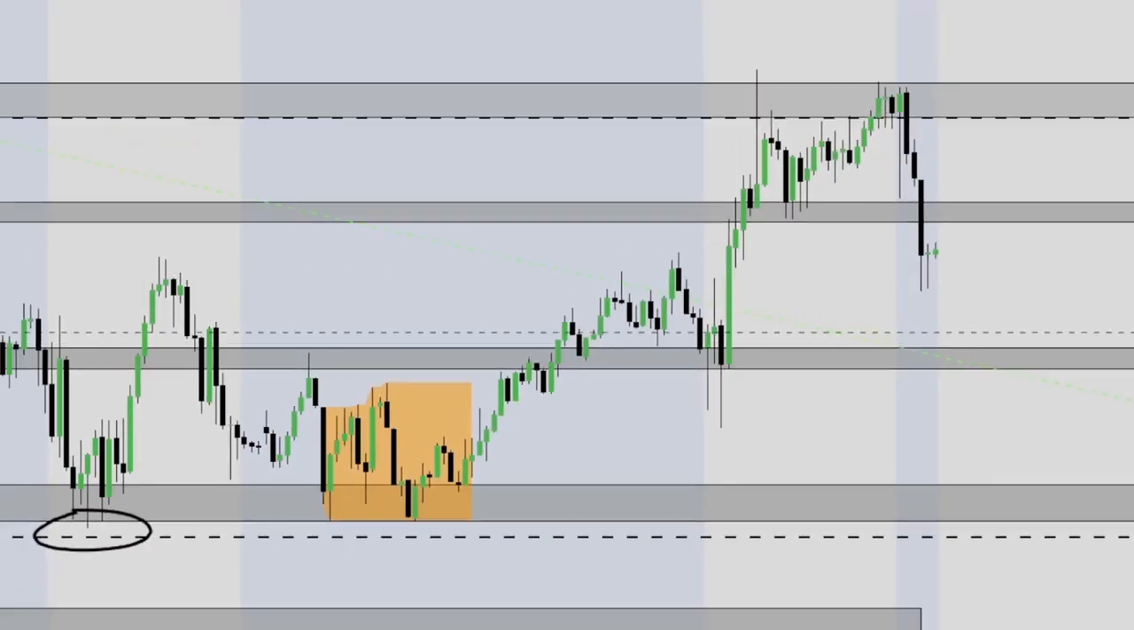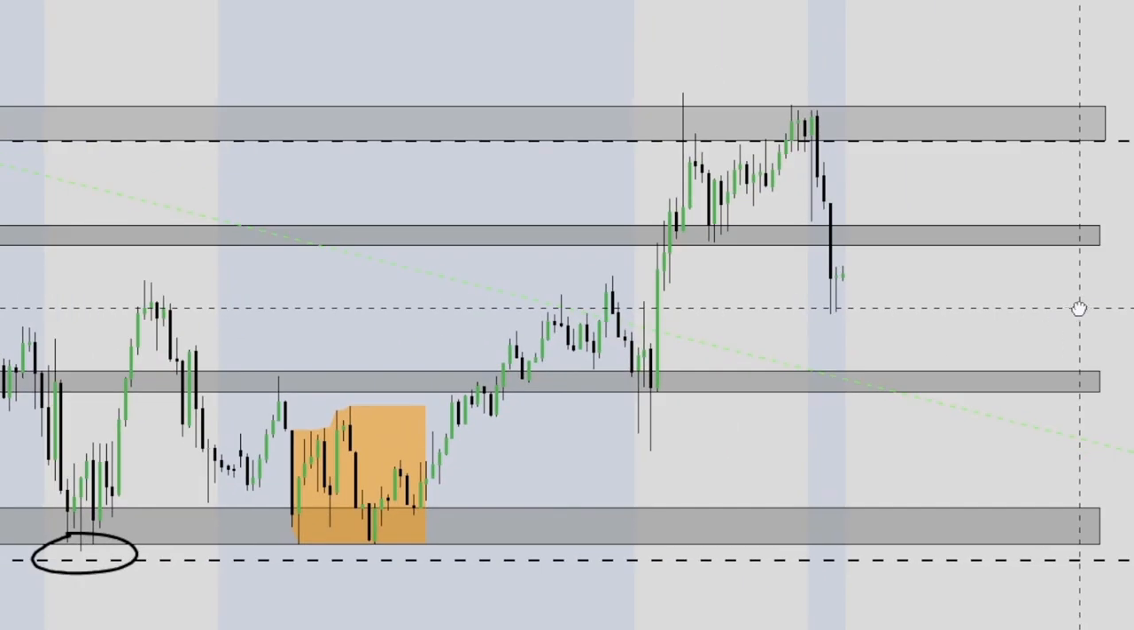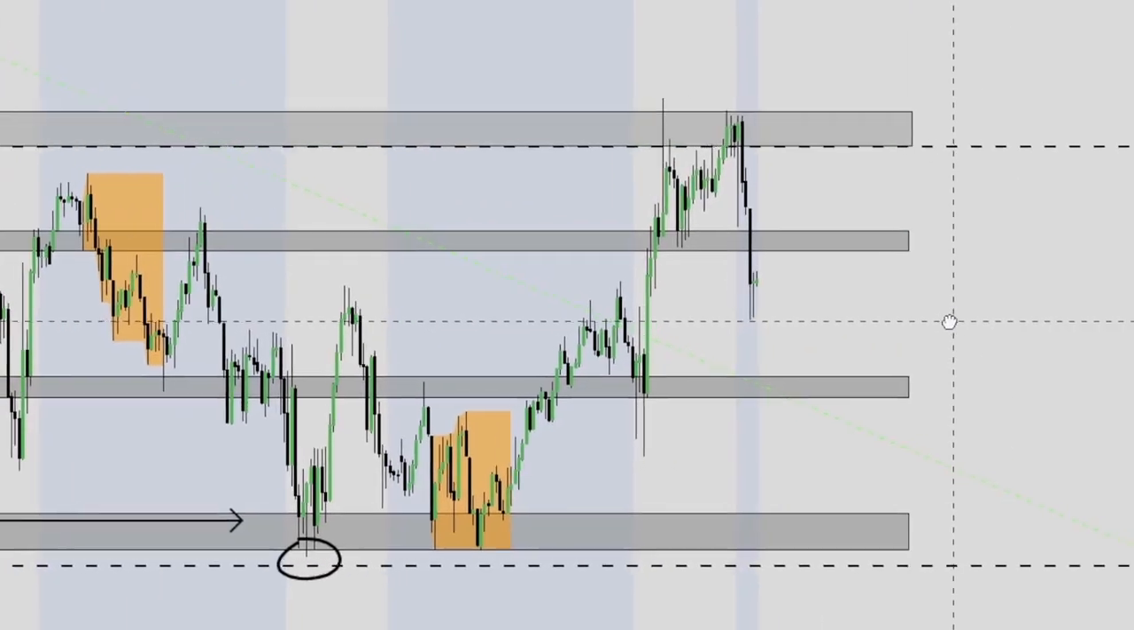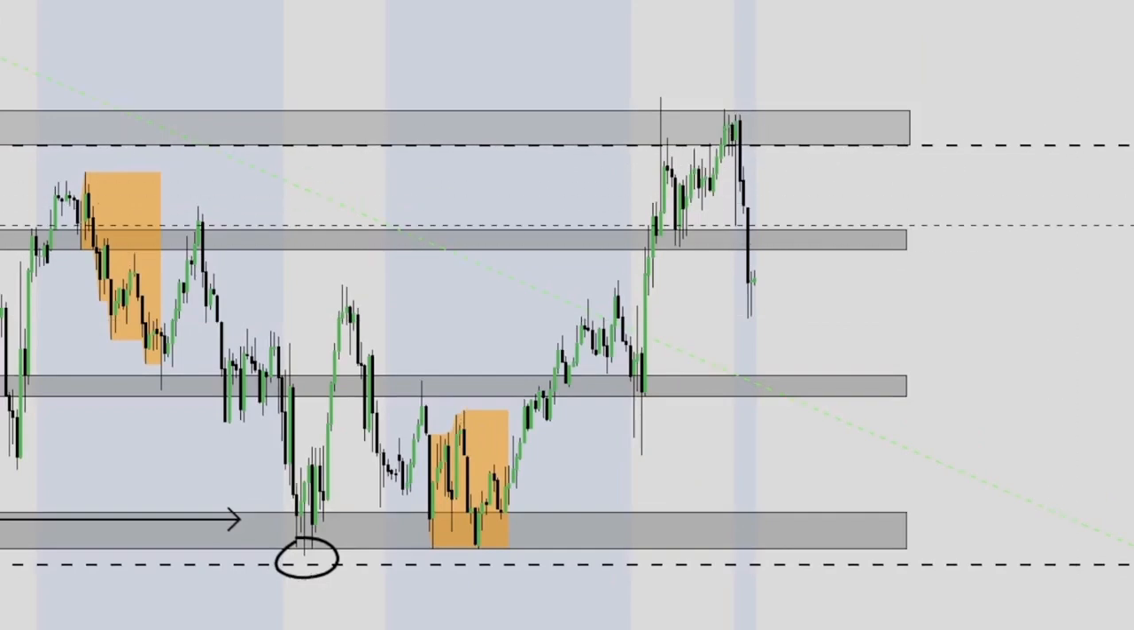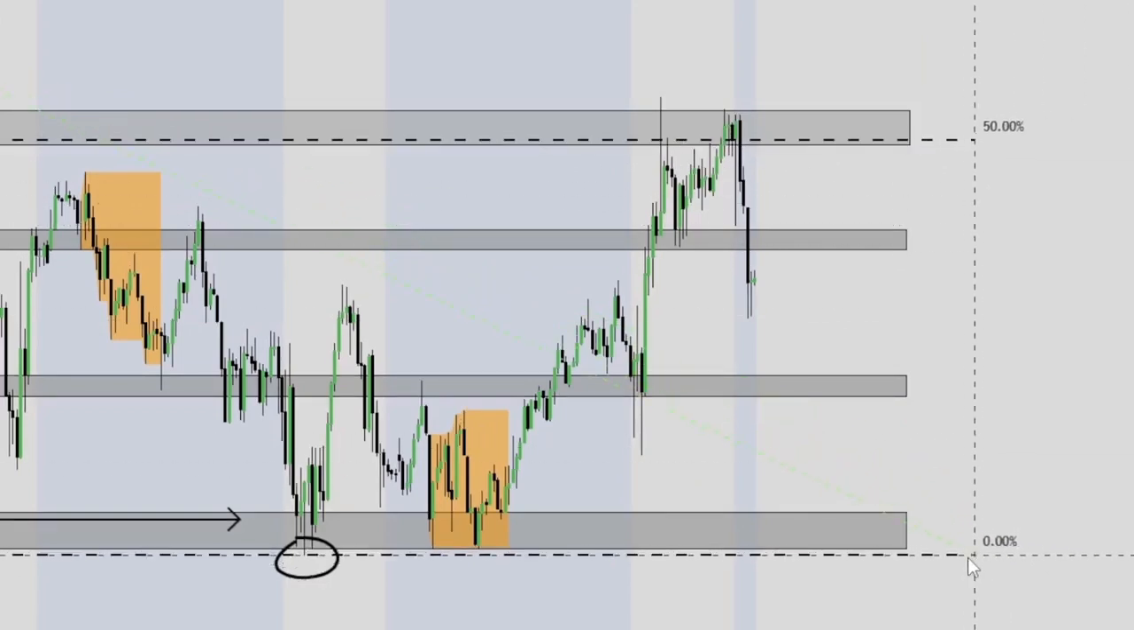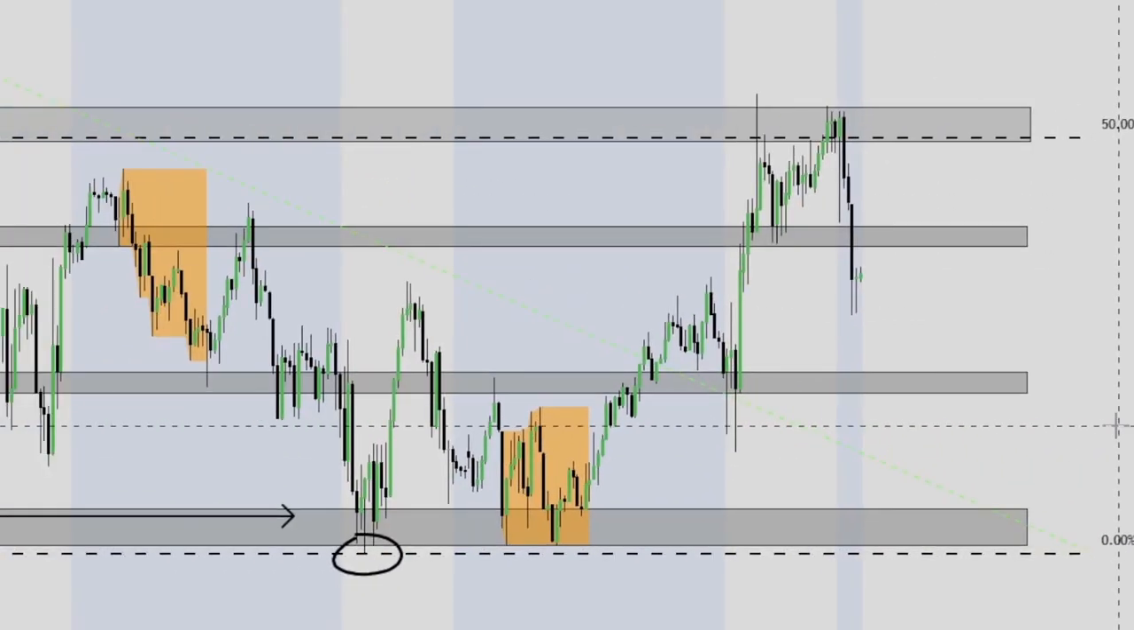This is going to be for you, for ES or MES futures. All right, so right now, what you can see is we are below this 50%. This 50% area here, we are below this level, okay?